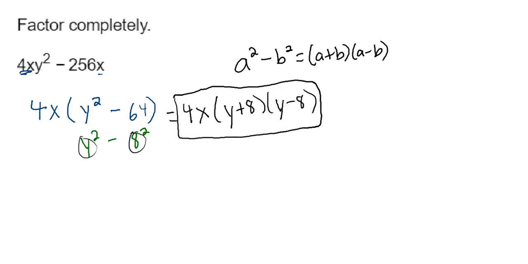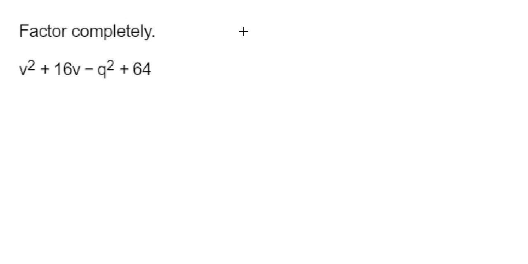All right, let's take a look at the next example. So here we have 4 terms. So the method we're going to use for factoring when there's 4 terms is factor by grouping.